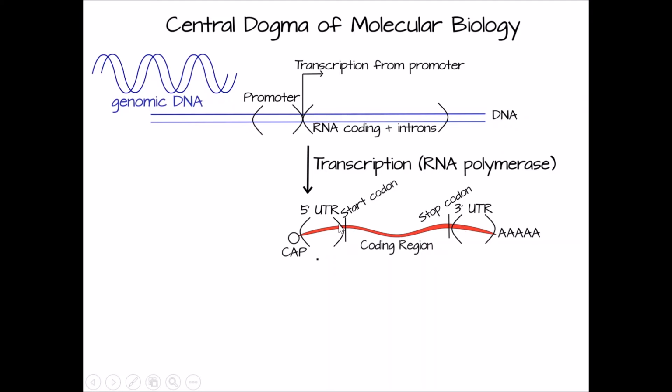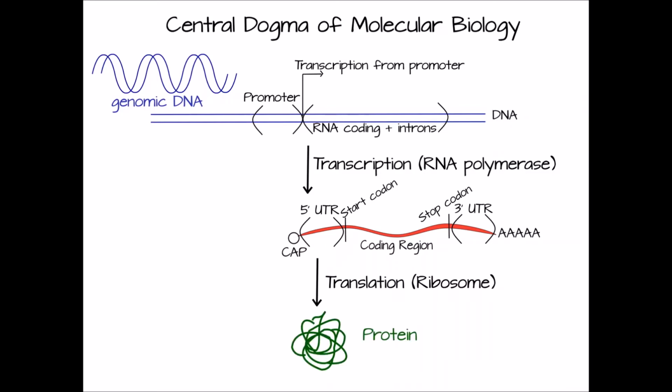The start and stop codon are flanked on each side by the untranslated regions, 5' UTR and 3' UTR. We've got a 5' cap and a poly A tail put on in post-processing. This mRNA information can be translated by a ribosome into protein.